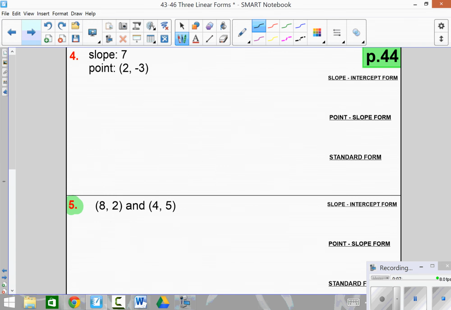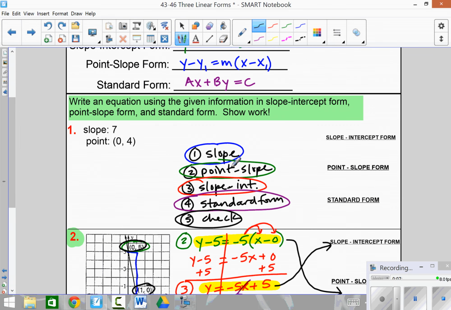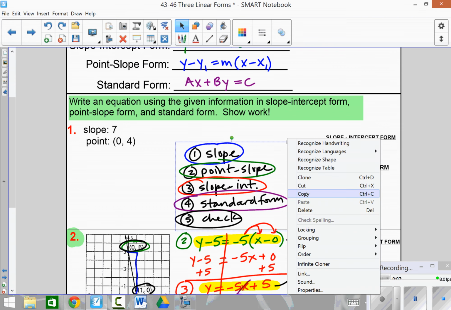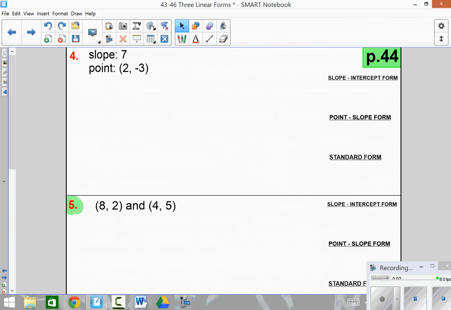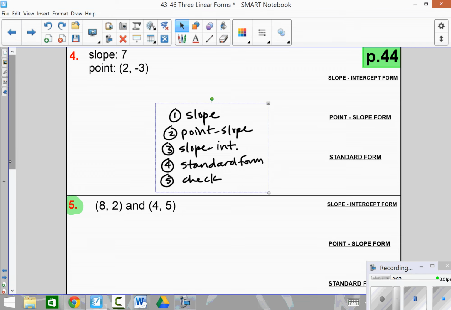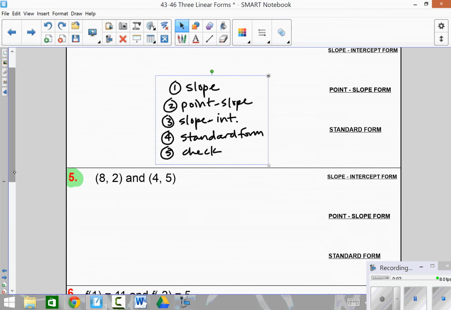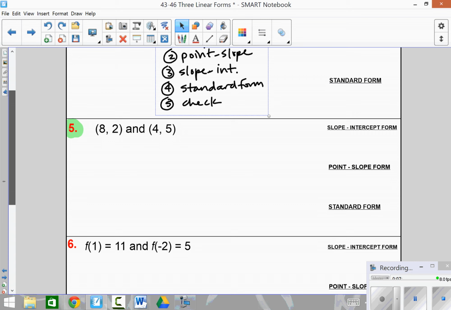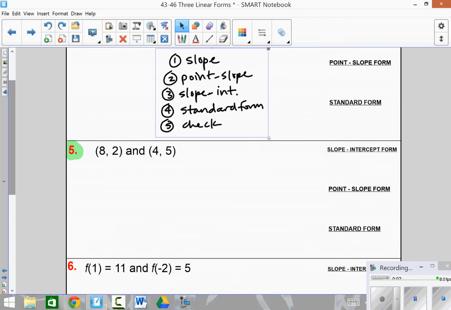I'm going to have you flip to page 44. We're going to do number 5 here. So again, I'm still going to follow the same sequence here. So I'm going to copy. Let's go ahead and paste there, and let's go ahead and try number 5. Okay? Number 5, we have 2 ordered pairs that create a line, and we're going to rewrite an equation in the 3 different forms that represent the line that goes to these 2 ordered pairs.